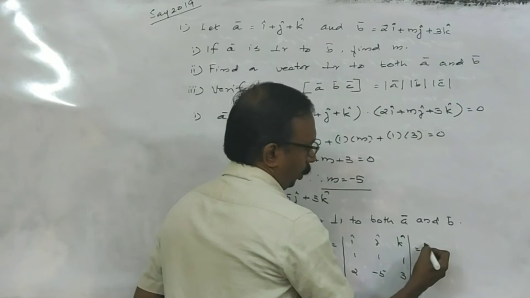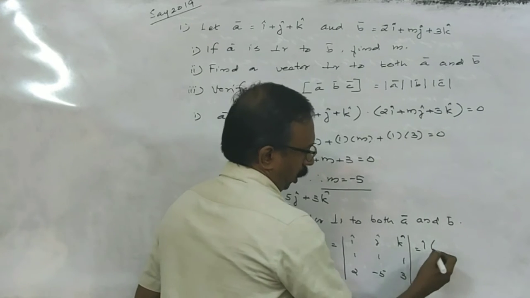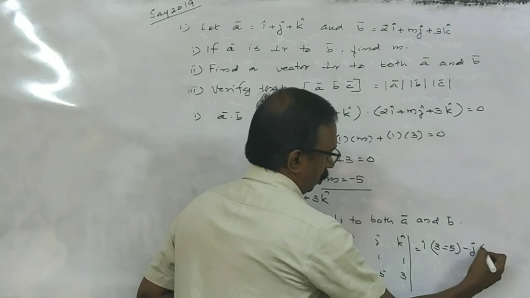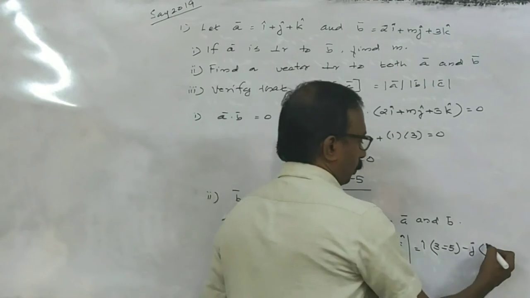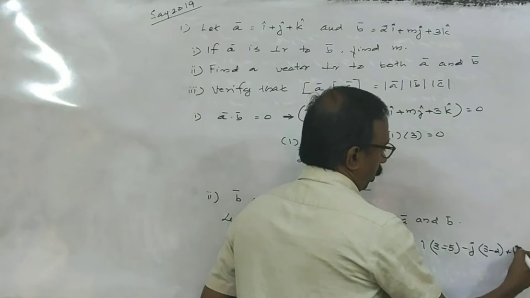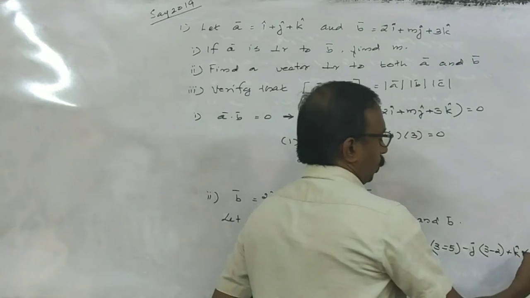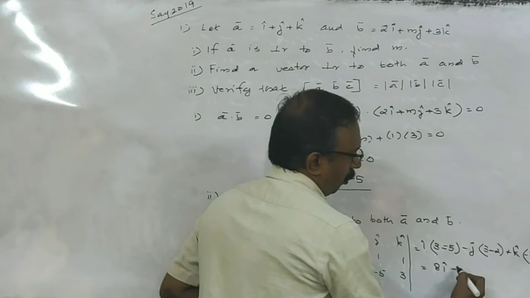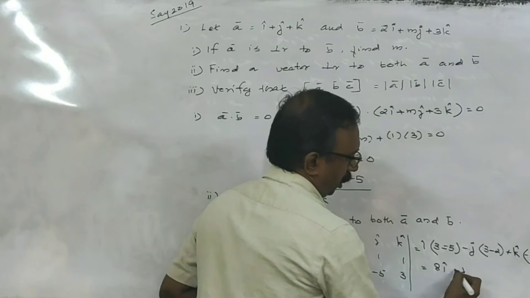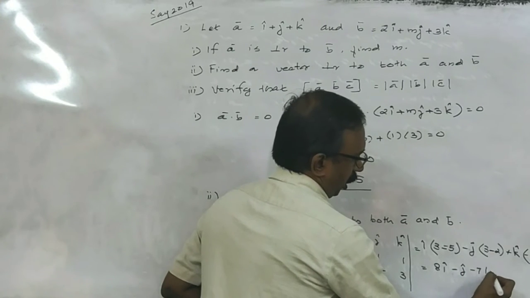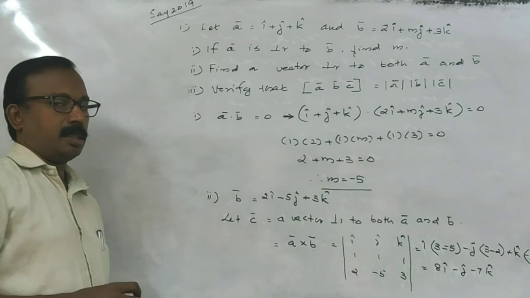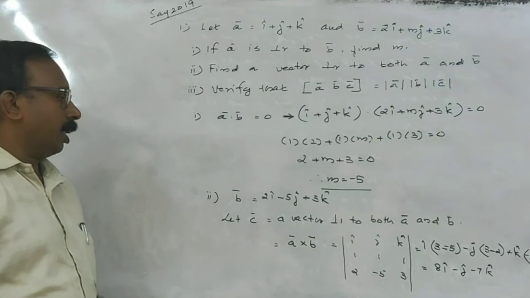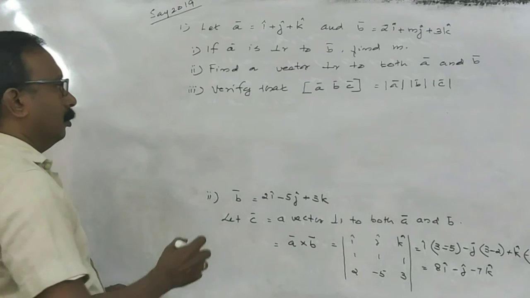Now we can find i into (3 minus minus 5), minus j into (3 minus 2), plus k into (minus 5 minus 2). Therefore, 8i minus j minus 7k is vector c, isn't it? Vector c is equal to a cross b, since c is perpendicular to both a and b. Now, third question.